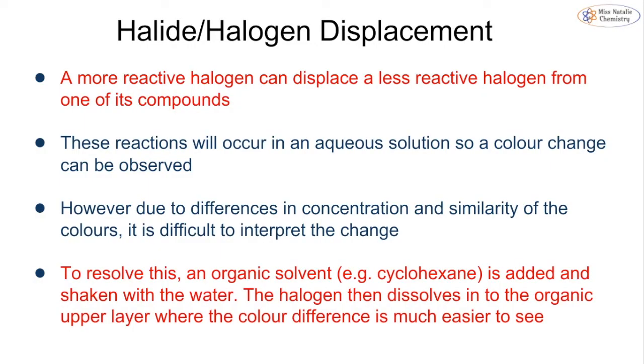So now let's move on to look at the halide-halogen displacement reactions. You'll have met a displacement reaction back in GCSE, but just a reminder if you can't remember, a displacement reaction happens when a more reactive halogen displaces or takes the place of a less reactive halogen from one of its compounds. And we usually see this happening in an aqueous solution so that we can see a colour change and we can actually see the displacement taking place. So just a reminder, it's going to be chlorine, bromine and iodine with your reactivity decreasing down the group.